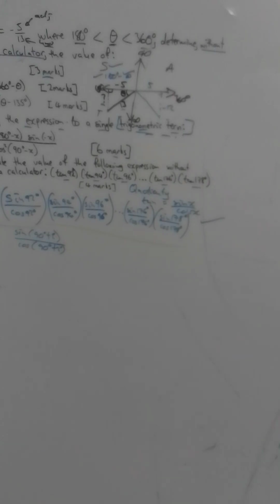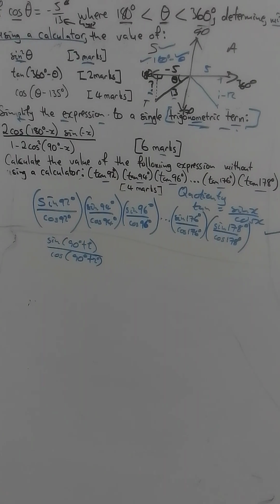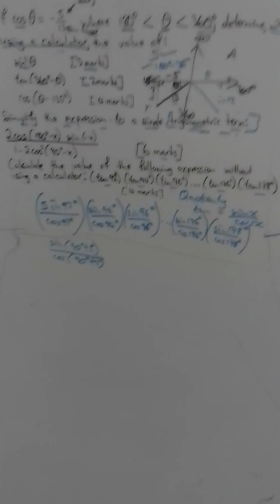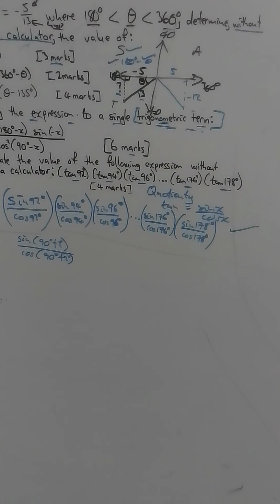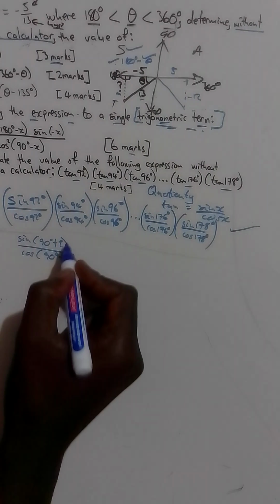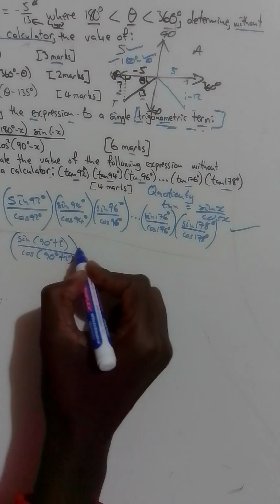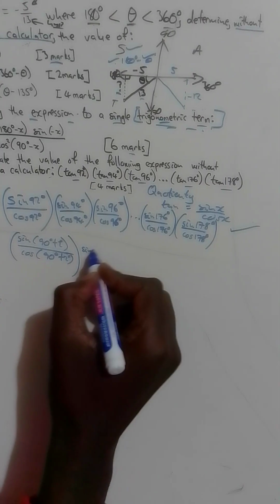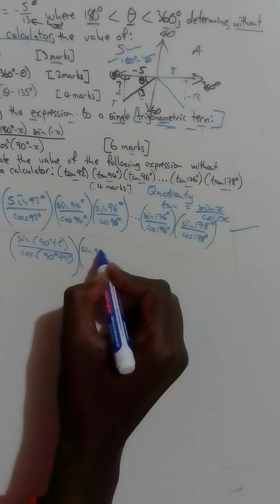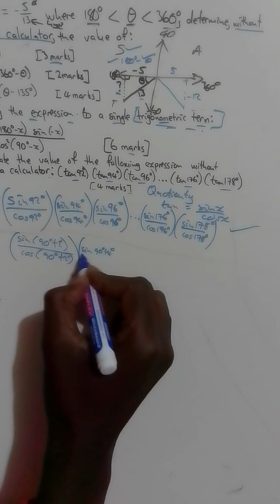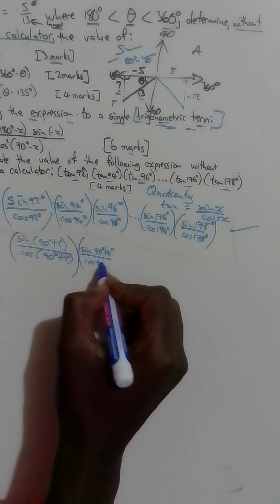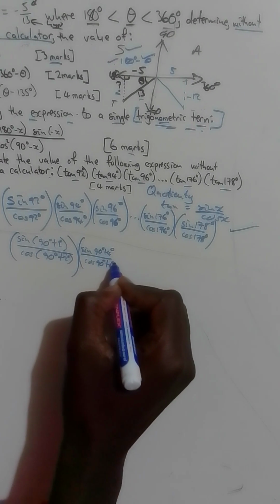So let me just adjust the frame of my camera so that it can be legible. I do not know for how long was it not legible. Sorry for that. All right. So I've got brackets here. Then I've got sin 90 plus 4 degrees all over cos 90 plus 4 degrees.